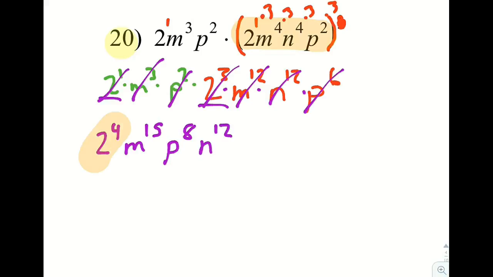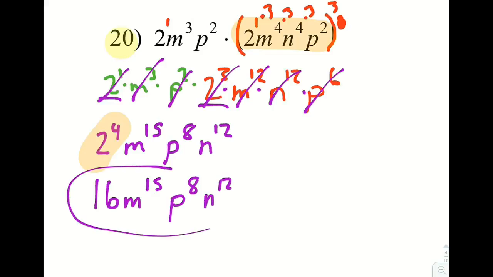This first part right here, 2 to the 4th, I do want to get that down to a single number. So 2 times 2 is 4, times 2 again would be 8, and then a fourth time times 2 is going to be 8 times 2 is 16. And so I can do that in my head or do it in a calculator. I'm going to get 16, and everything else is going to stay the same. M to the 15th, P to the 8th, N to the 12th, and all of that is multiplied together.